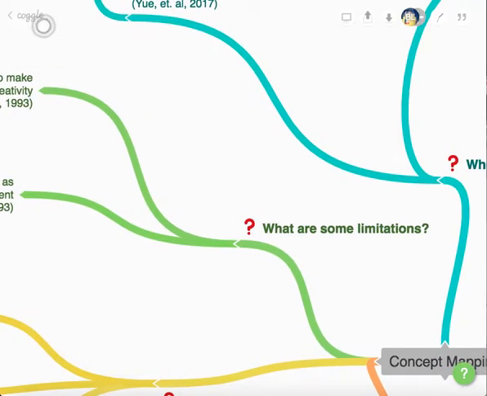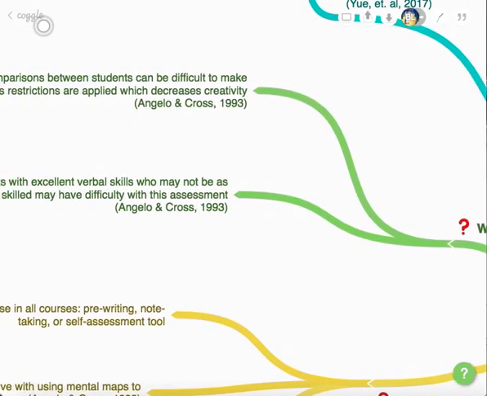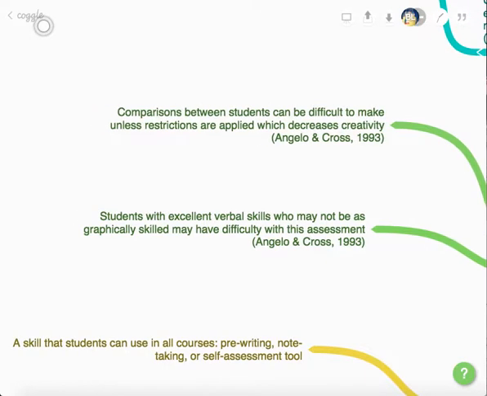There are a few limitations to concept mapping, as mentioned in Angelo and Cross's textbook, such as comparisons between students can be difficult to make. It shouldn't be used as a grading tool. Each student will create a concept map that makes sense to them, so no two students will look exactly alike, unless you start to place restrictions on the maps, which can cause it to lose some creativity.